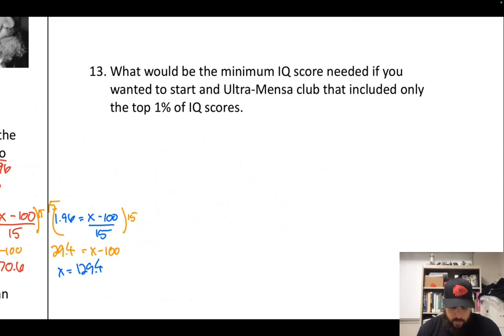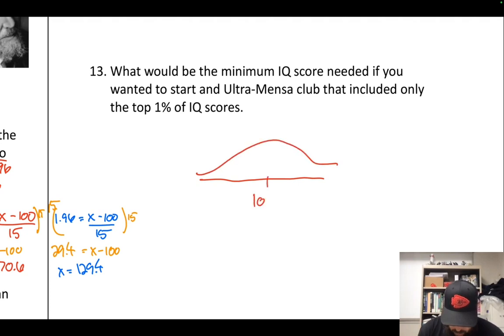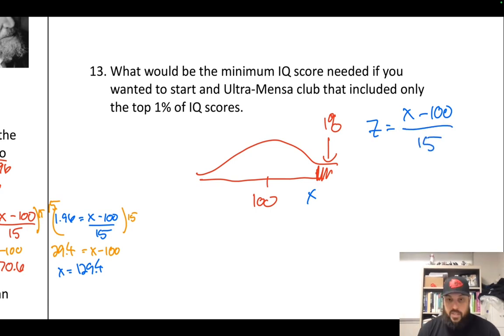And I want to finish with 13 here. What would be the minimum IQ score needed if you wanted to start an ultra Mensa club that included only the top 1%? So our sketch, there's our 100. I want the top 1%, so I know I'm doing this, and we want 1%. So I don't know what my value is here. That's what we're looking for. So I have z equals x minus 100 over a standard deviation of 15. So we have 2 unknowns, but we know our percentage. So remember, that's the inside of our table, so we can take that percent to our table and work backwards.